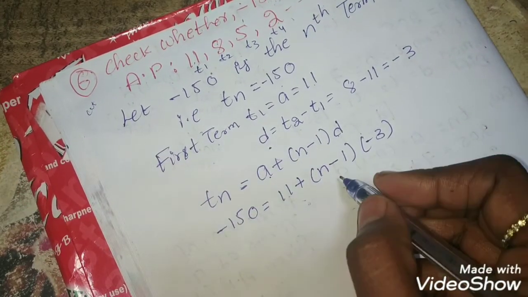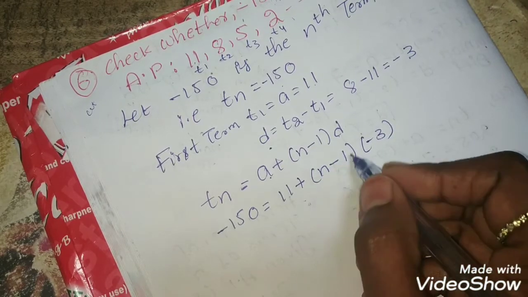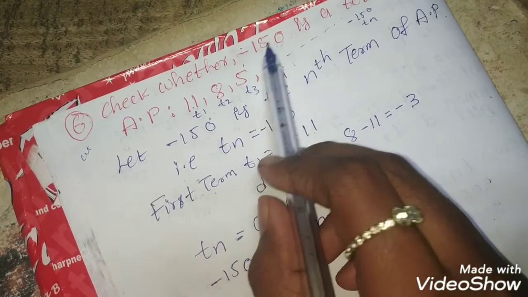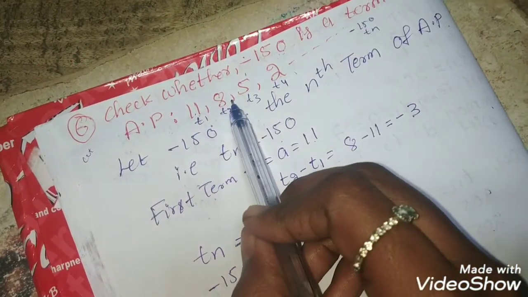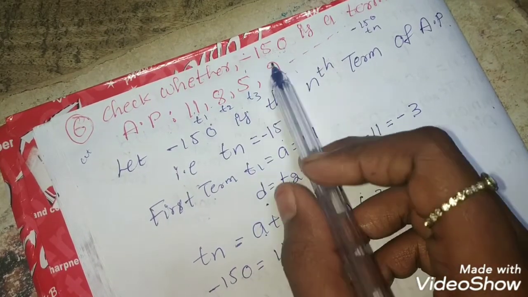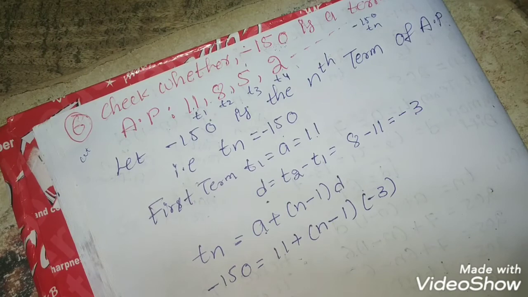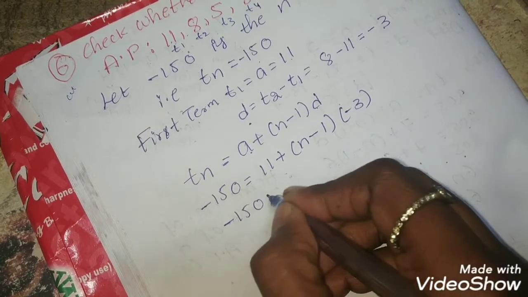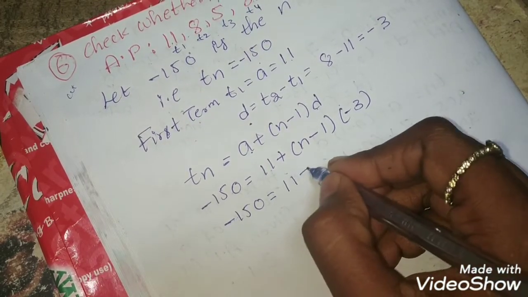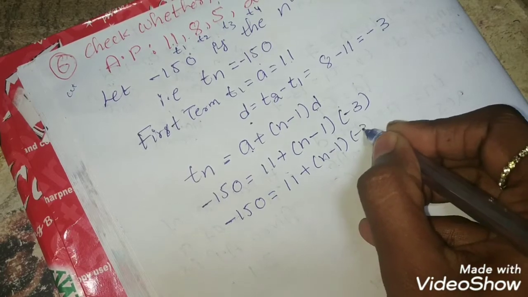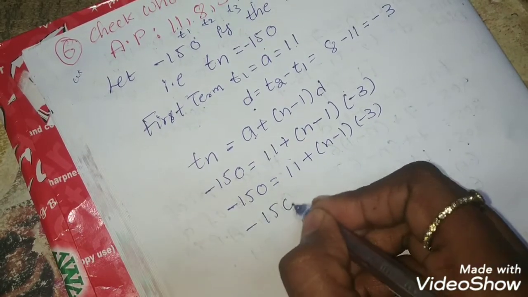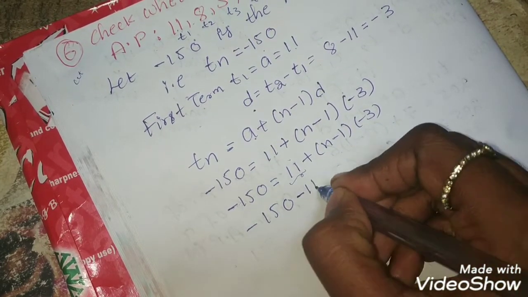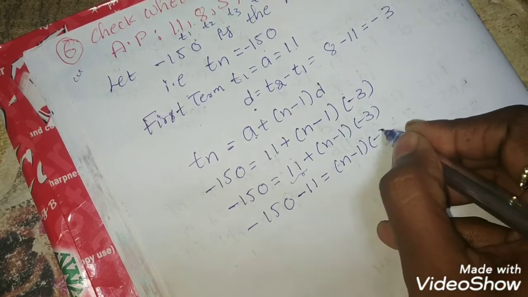Okay. So if we get n as a positive integer, then our solution is correct. That means this minus 150 is in the arithmetic progression. Minus 150 is a term in the arithmetic progression. Okay. So what do we have to do here? Minus 150 is equal to 11 plus (n minus 1) into minus 3. So minus 150, see, plus 11 is on the right side, no? Take it to the left side, we get minus 11 is equal to (n minus 1) into minus 3.